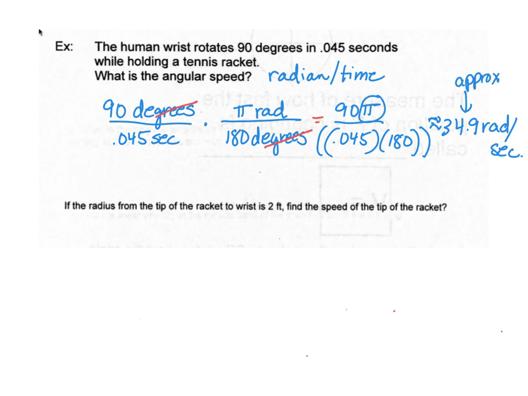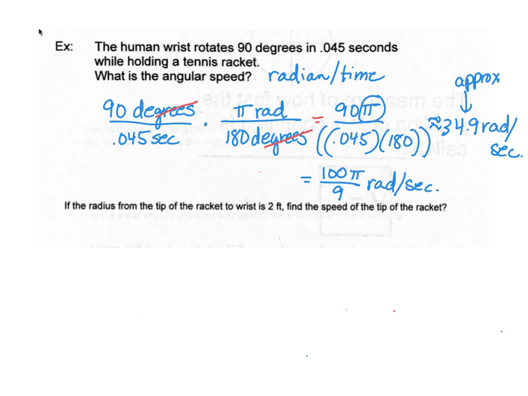The exact answer is what I would get if I did 90 divided by 0.045 times 180. And remember that, again, that needs to be in parentheses. And then in my calculator, it can convert that to a fraction. And that is 100 over 9, and the pi comes along for the ride. Again, that's radians per second.